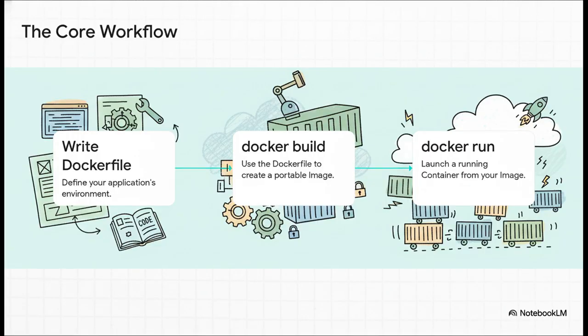And here's the workflow in a nutshell. It's a beautiful, simple, three-step dance. One, you write your Dockerfile, your recipe. Two, you tell Docker to build it. That command reads your recipe and creates that portable image. And three, you tell Docker to run that image, which instantly fires up a brand new container. That's it. Write, build, run. Over and over again. It's the heartbeat of working with Docker.